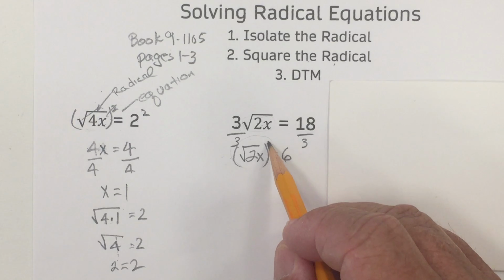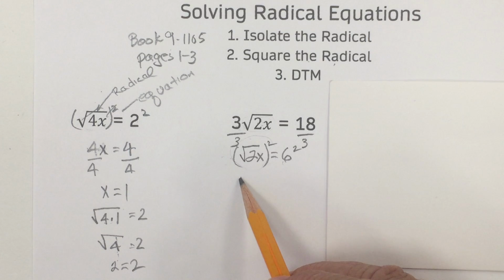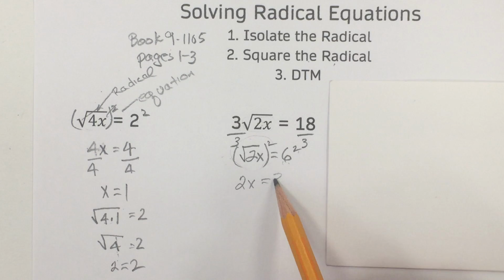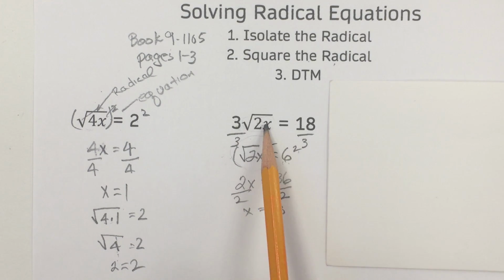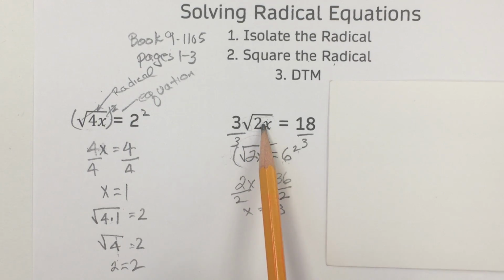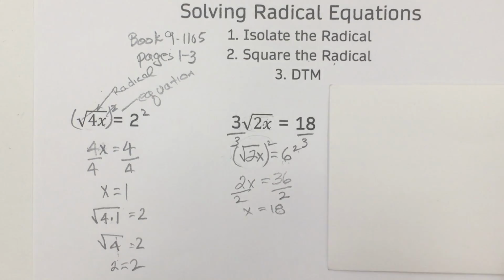Square the radical. Square the radical. What you do on one side, you have to do on the other. So now we have 2x equals 36. And here we go. We're going to divide by 2, x equals 18. If we wanted to, we could put that 18 back into it. 2 times 18 is 36. Square root of 36 is 6. 3 times 6 is 18. So it checks out.